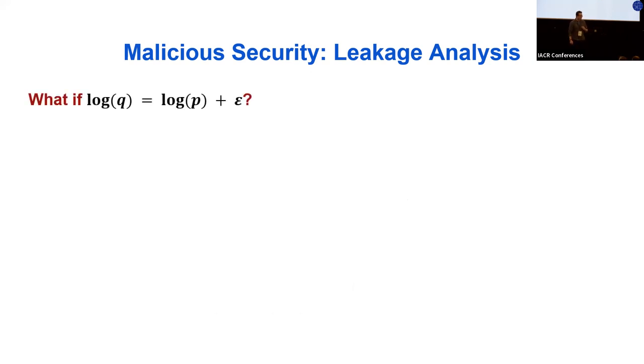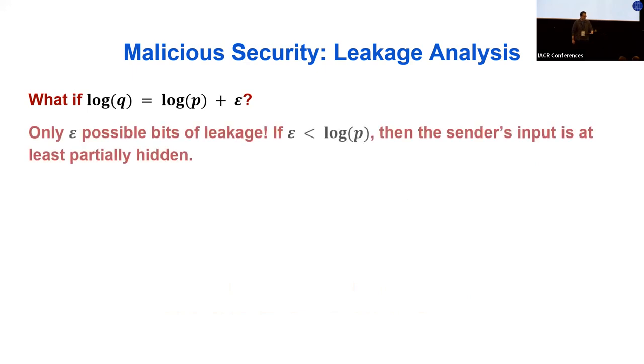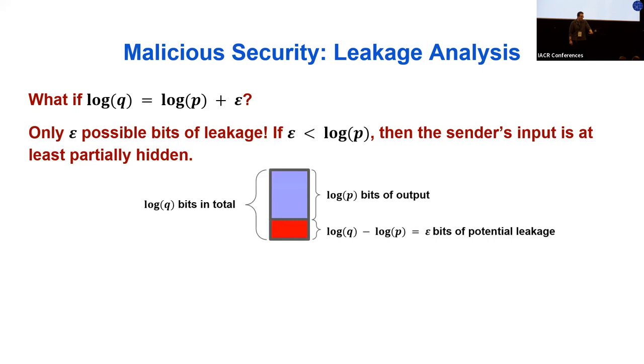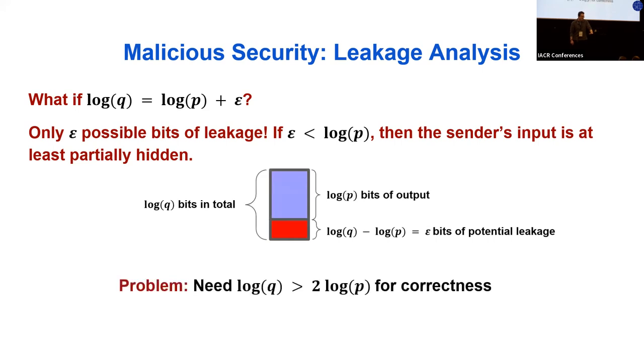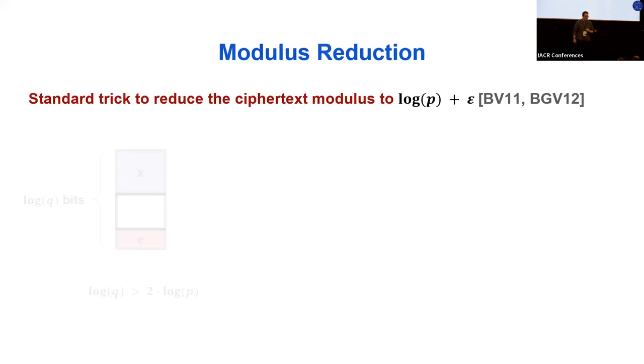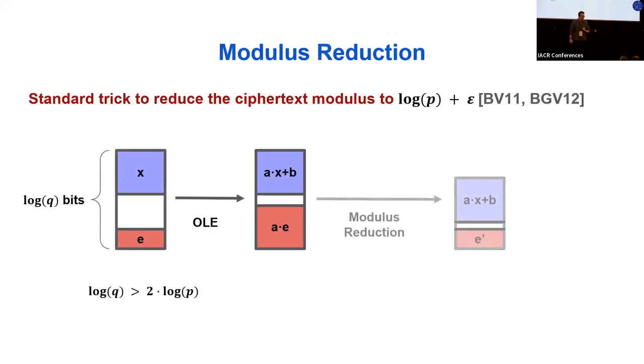So the plaintext modulus log P could only be slightly smaller than the ciphertext modulus log Q. If we had a ciphertext modulus that was only a little bit bigger, then this would suffice. The problem is that naively, we need log Q to be greater than log P for correctness because we need space for the error to grow for the OLE multiplication. But there's a standard trick to fix this.